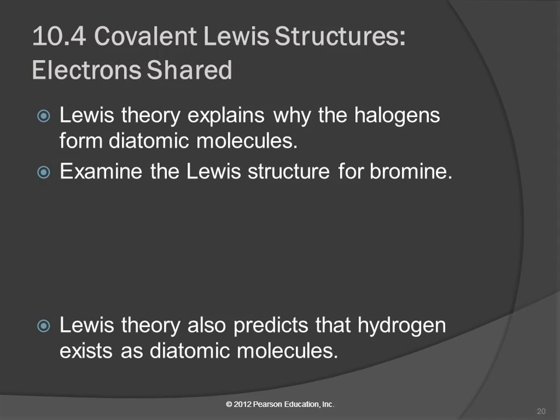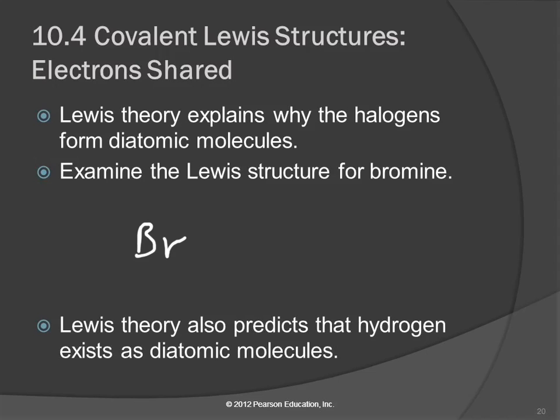We talked about diatomic elements. The horses need oats for clear brown eyes business. Why do those elements form molecules? Why don't they float around as individual atoms? Well, Lewis theory explains this. Let's look at the Lewis structure for bromine.